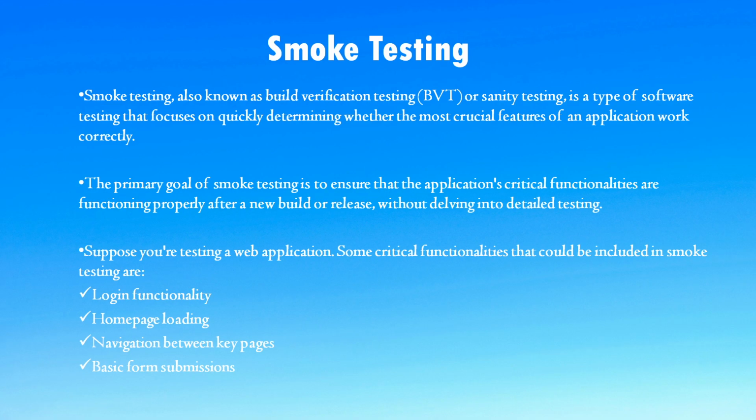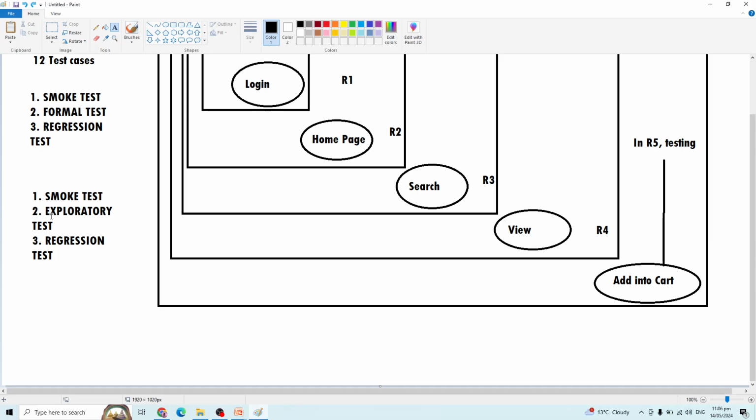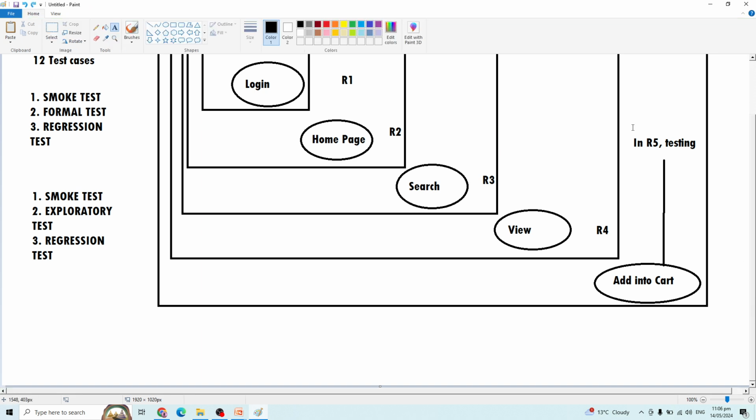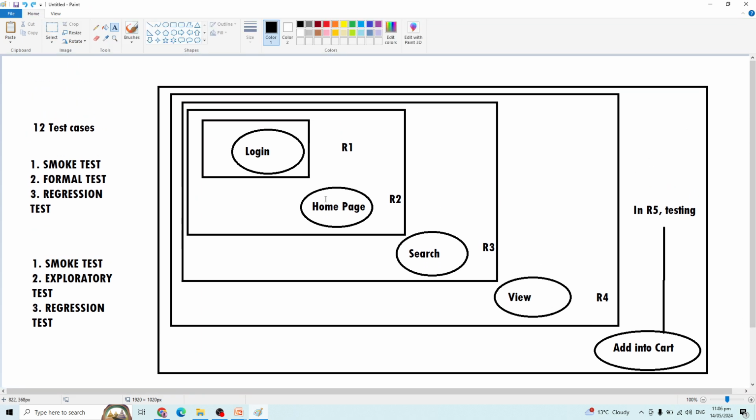Before wrapping up these testing types, I'm just giving a high level summary. What is smoke testing? I would like to reiterate the scenario: you are a tester and I am the test manager. The current application has a login, homepage, search and view developed in the last few months. It's all tested, developed, and working well. In the next release, we are developing another functionality called add to cart. Now that came into testing, and I'm the manager saying you have to test it.